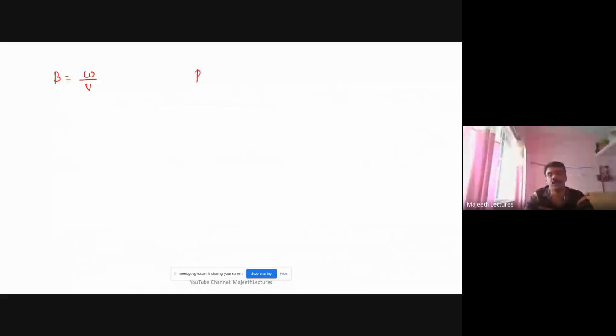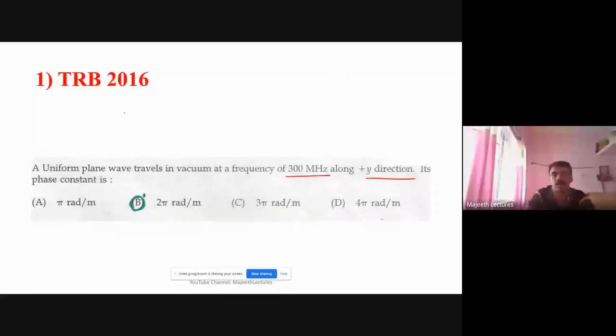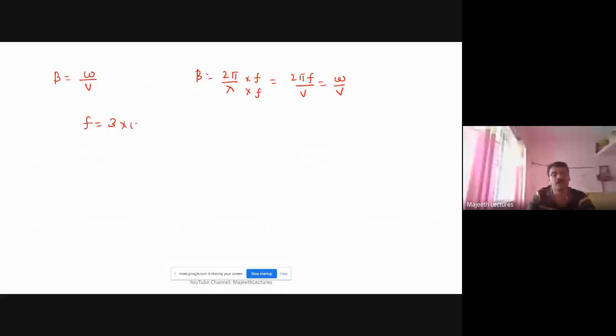So why is it omega by v? We know beta is equal to 2 pi by lambda. Multiply and divide by f. 2 pi f divided by lambda f, which is v. So it is omega by v. Beta is equal to omega by v. They have given in the problem f is equal to 300 megahertz. So the velocity of the wave is 3 into 10 power 8.